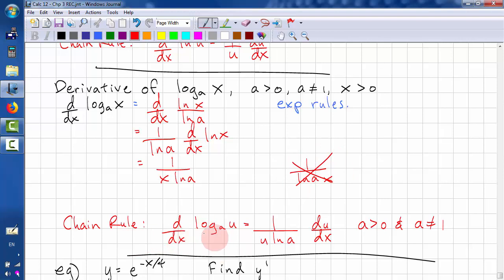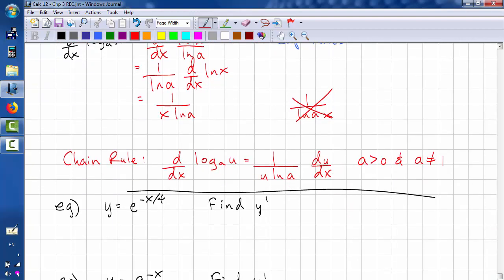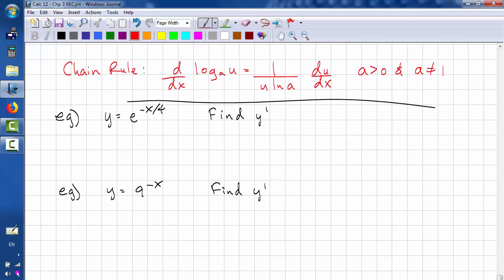Chain rule, d dx of log a of u. We have 1 over u ln a, and then again, we need du dx. So let's look at some examples.